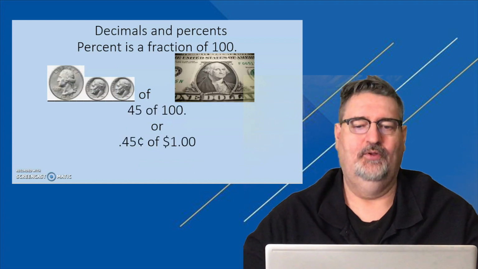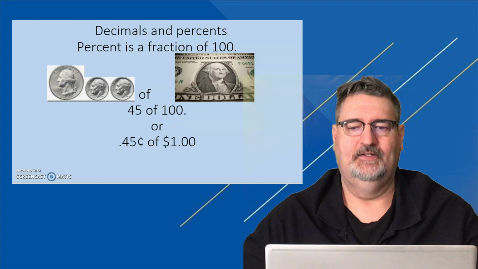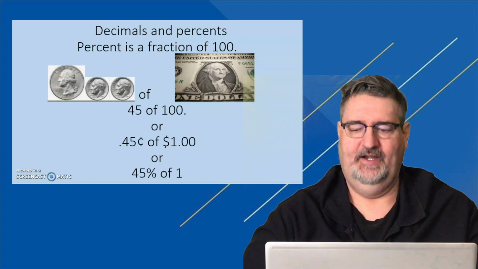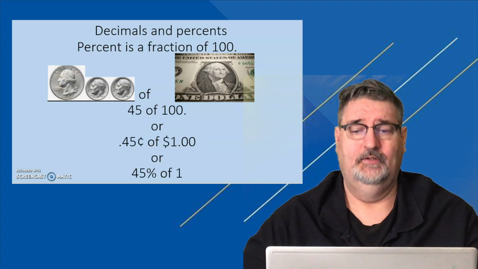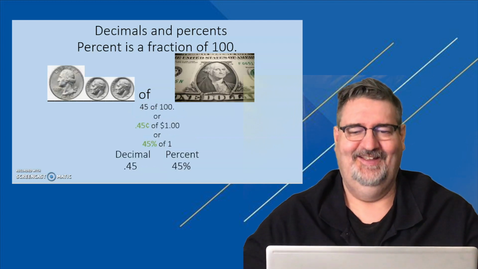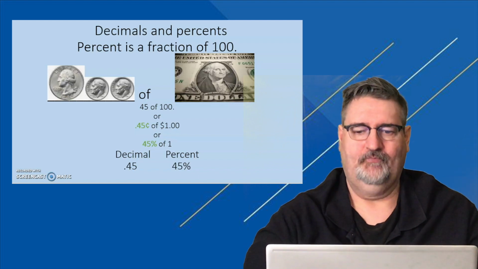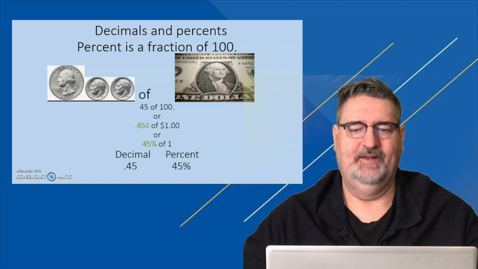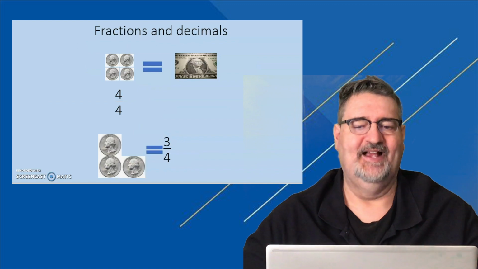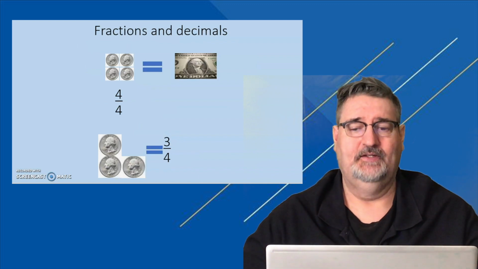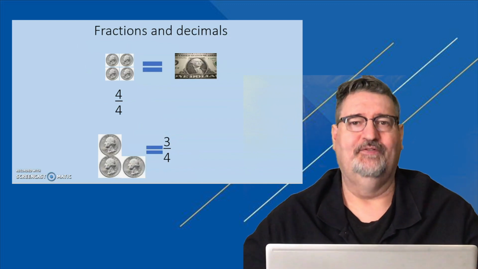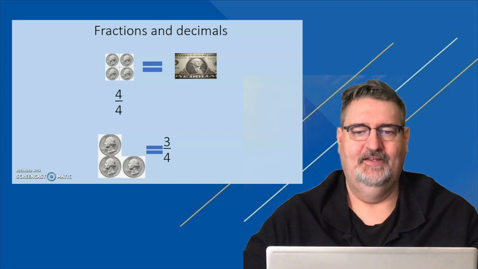In our next example, we have 45 cents compared to $1, and it's 45 of 100. Right there we have it as 45 cents of $1. And right here we have it as 45% of $1. And again, on the bottom there we have it related where you can see the decimal is 45 hundredths, and we can see how that's compared to 45%.